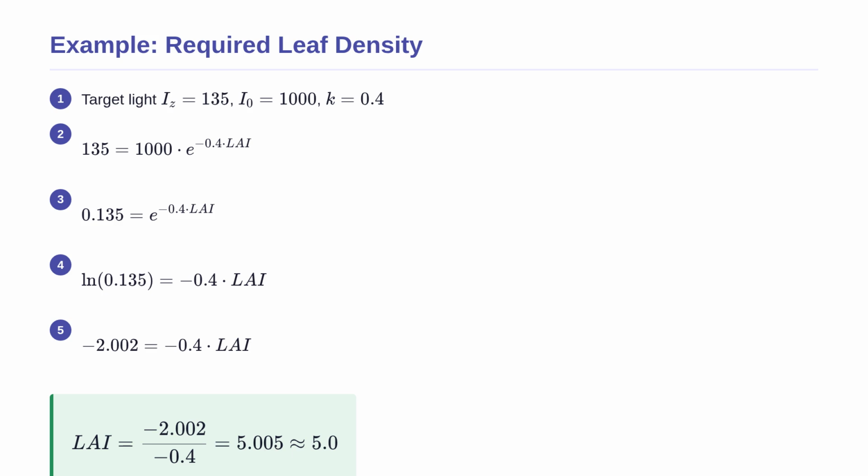light. To isolate the variable from the exponent, we take the natural logarithm of both sides. The natural log of 0.135 is approximately -2.002. Dividing this by -0.4 gives a final leaf area index of approximately 5.0. This means at least 5 layers of leaves are needed above the fern.